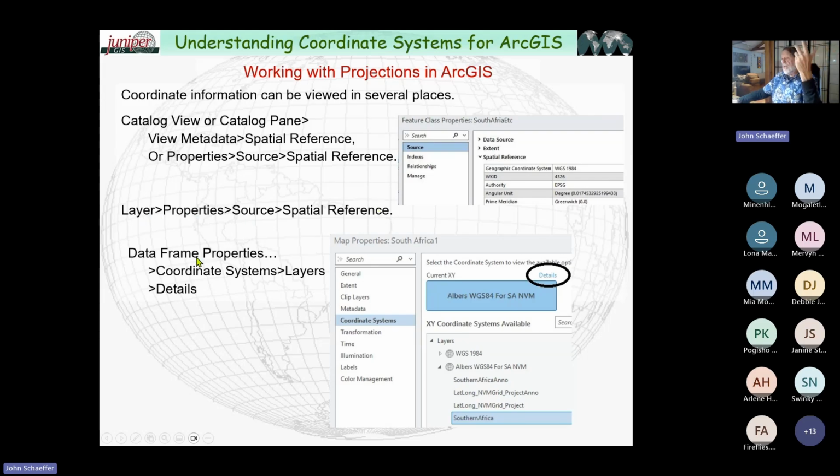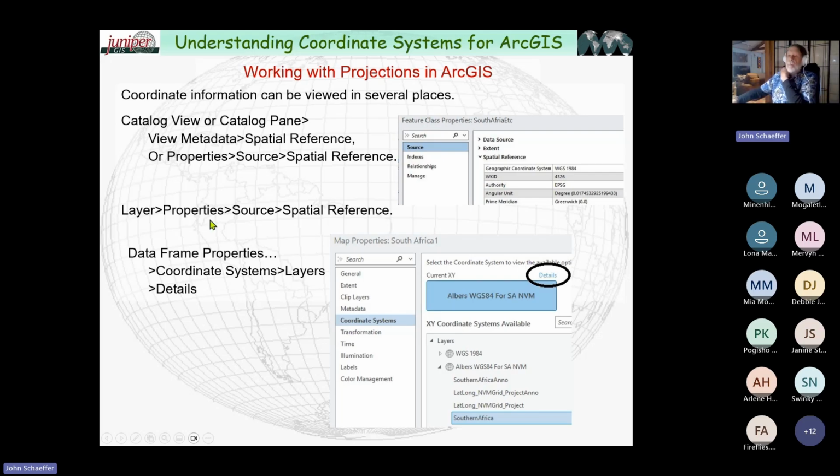If you're working on your data frame, right-click, coordinate system, layers, details. So in the example over here, we see that some of the layers are in WGS-84 and some of the layers are in Albers WGS-84, for the South African National Vegetation Map. Okay, so all of these are in there, okay? And you click on details to get all the specific details. So several places you can find what the coordinate systems are.